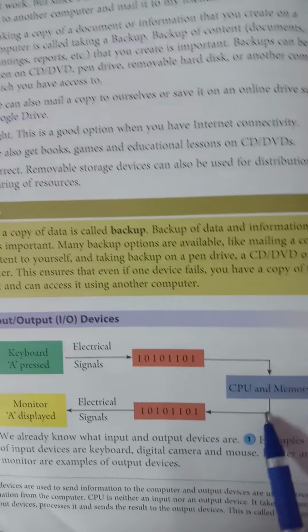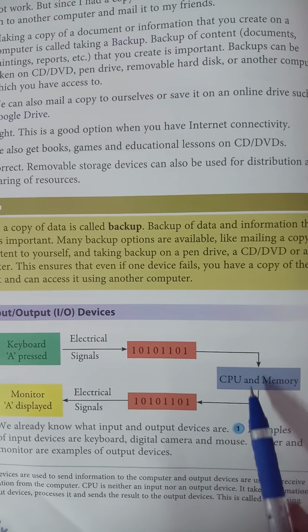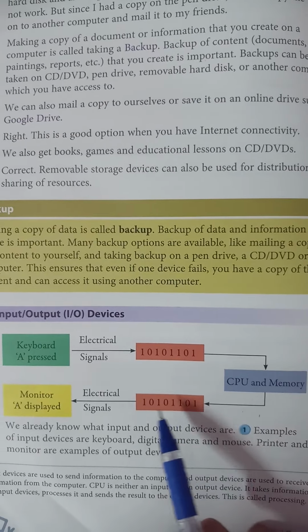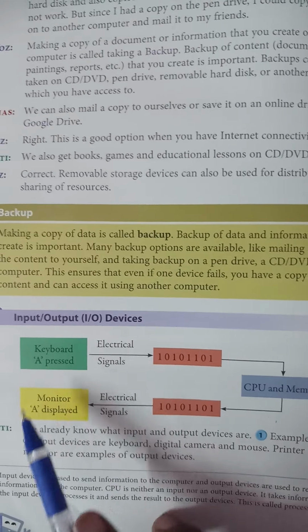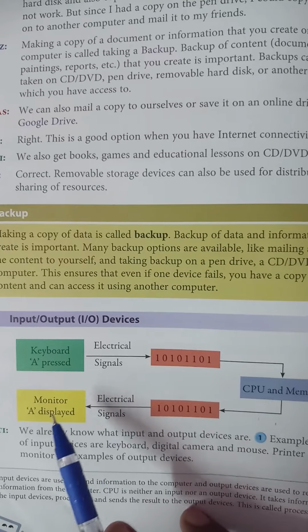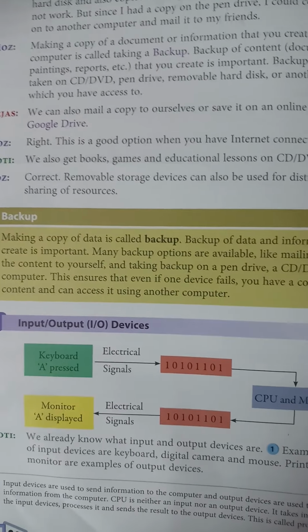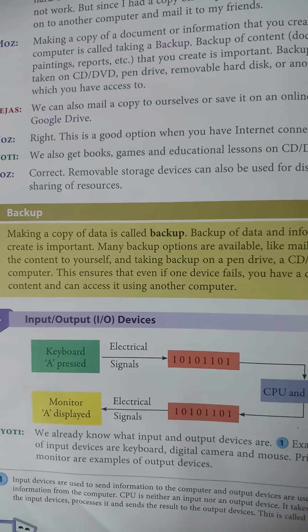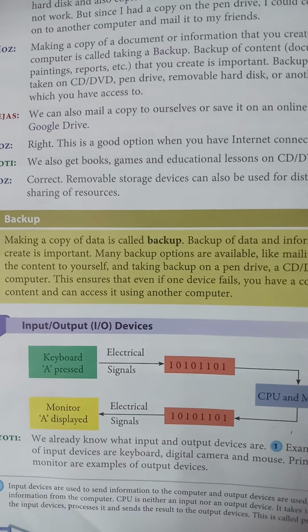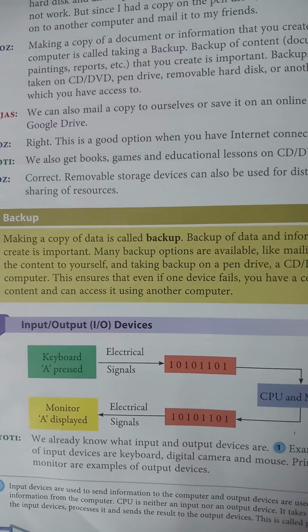So it will pass into your CPU and memory, and then it converts the electrical signals, and the monitor displays A. Then it will change into our language. We can understand A, but we cannot understand the binary digits 1 0. So it will change into alphabets, which are understood by us.